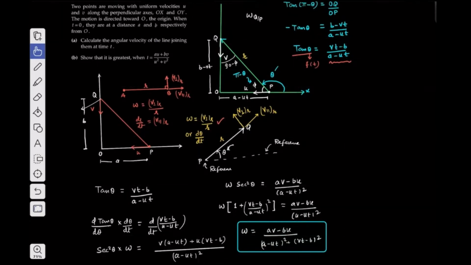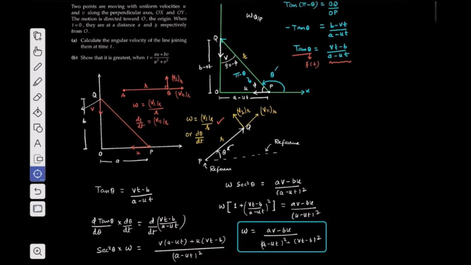Copy this thing, everyone. After copying, tell me. Second part is easy only. That is, so that it is greatest, or basically find the time when omega will be maximum. So it is more of a maxima-minima question, not really a physics question. Since I gave you omega as a function of time, you may figure out the maxima-minima of this thing.